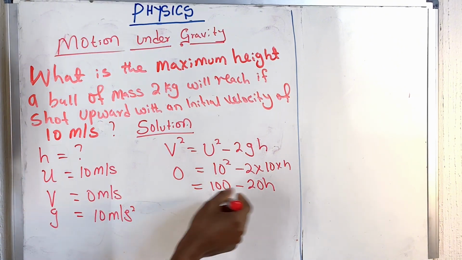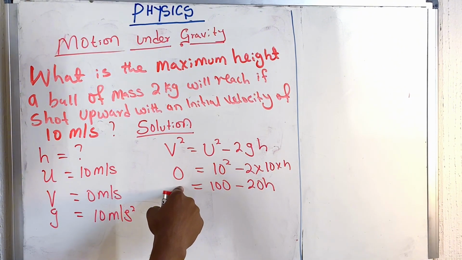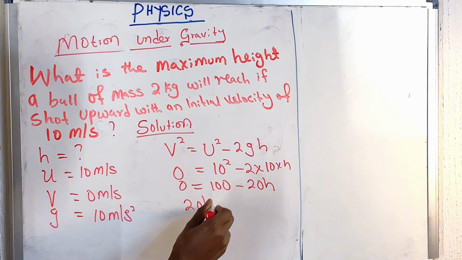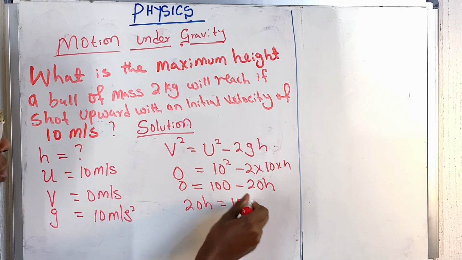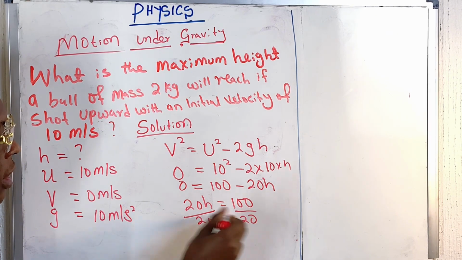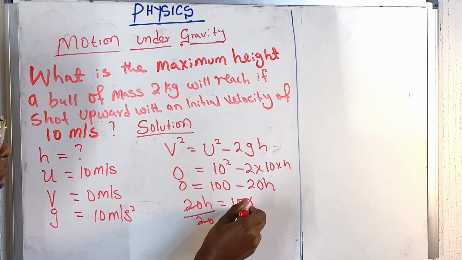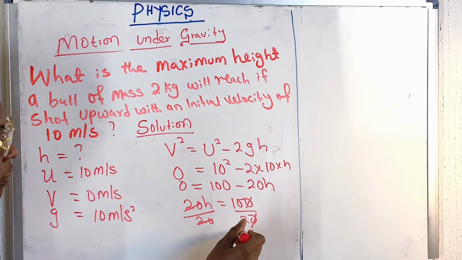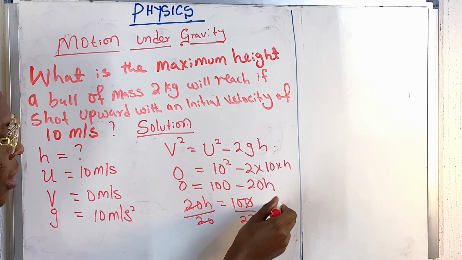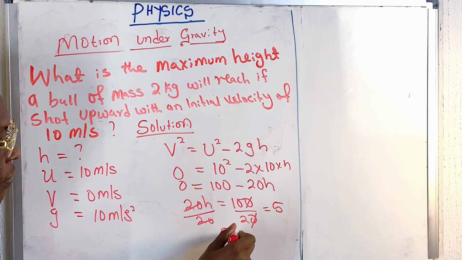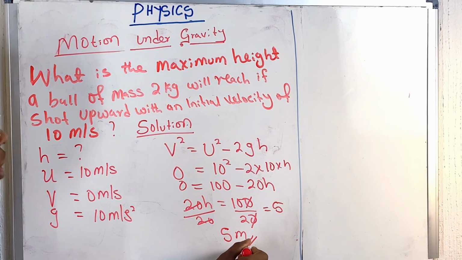So making this the subject of the equation, minus 20h crosses over. It becomes 20h is equal to 100. We divide both sides by 20. 0 we cancel 0. 2 we go into 10 what? 5. Therefore, it will take 5 meters.